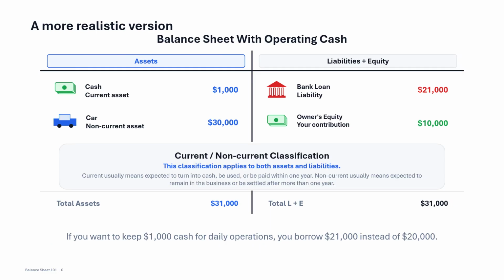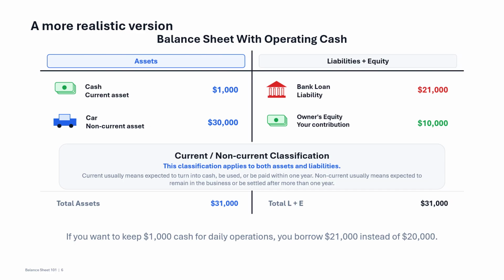Now let's make the example a little bit more realistic. If you want to drive for Uber, you probably do not want to spend every dollar on the car. You may want to keep some cash for daily operations such as gas, parking, maintenance, insurance, or emergencies. So instead of borrowing $20,000, suppose you borrow $21,000. Now you buy the $30,000 car, but you also keep $1,000 in cash.